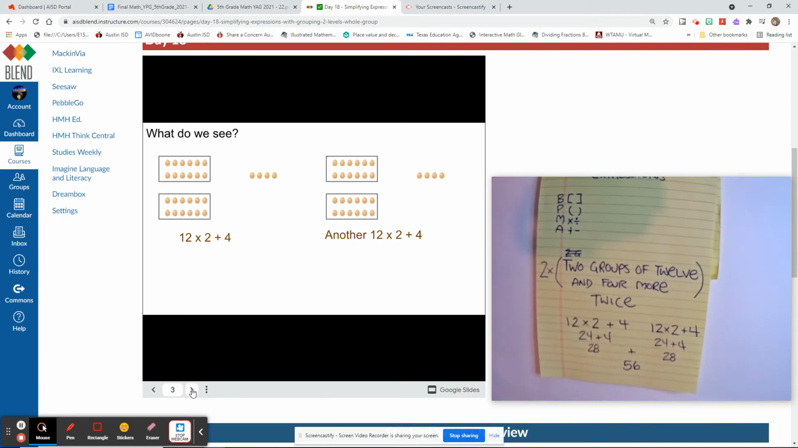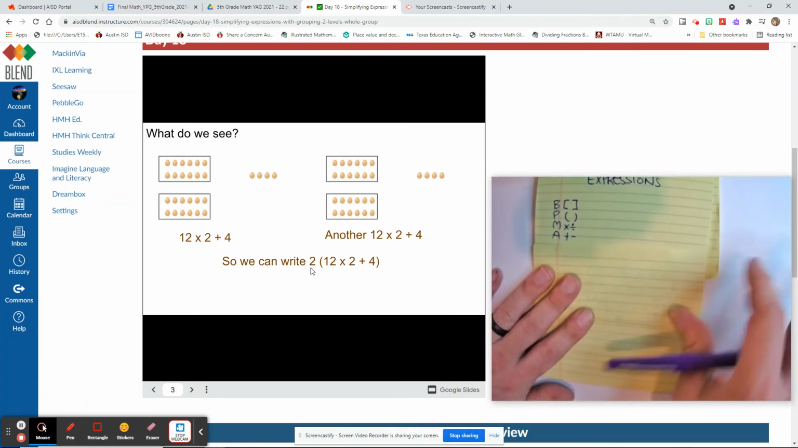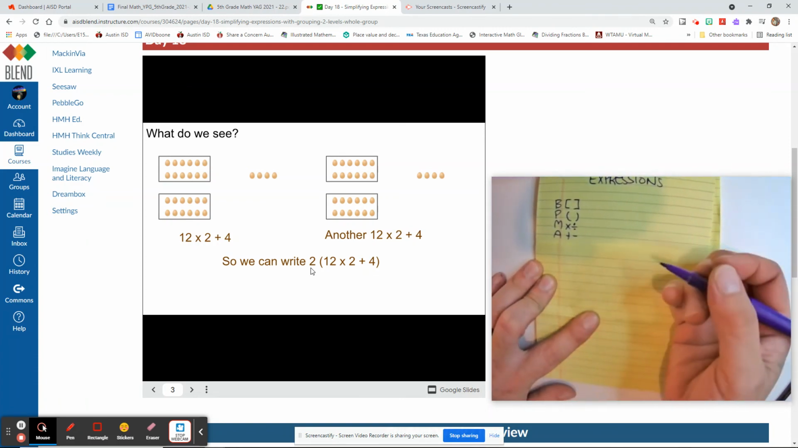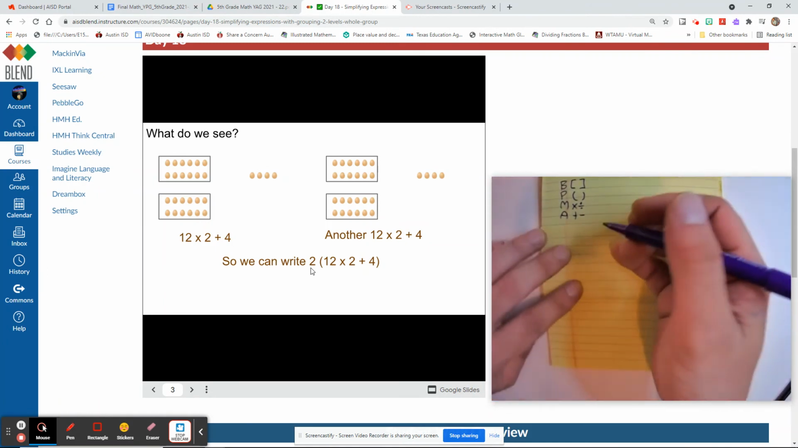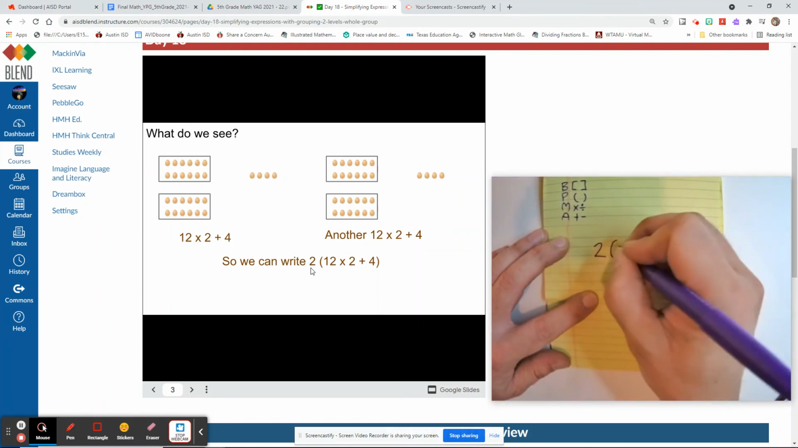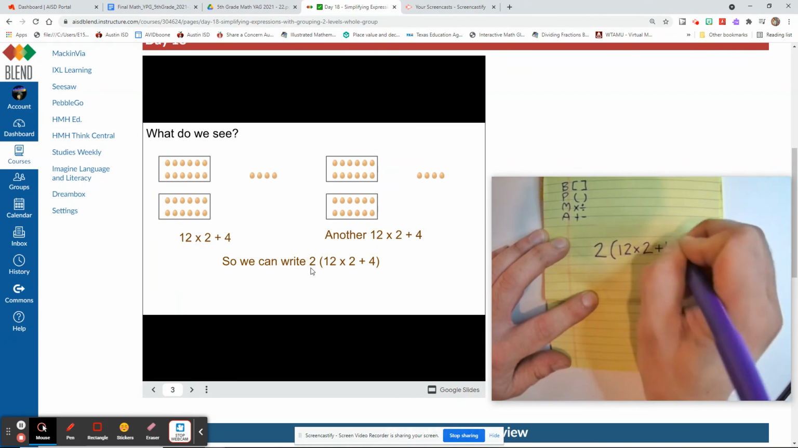Now, is there an easier way? Could we use some grouping symbols to help us turn those two expressions into one expression? Haha! Check this out. So, what we're doing now is instead of saying 12 times 2 plus 4 and 12 times 2 plus 4, we can just say two groups of 12 times 2 plus 4.